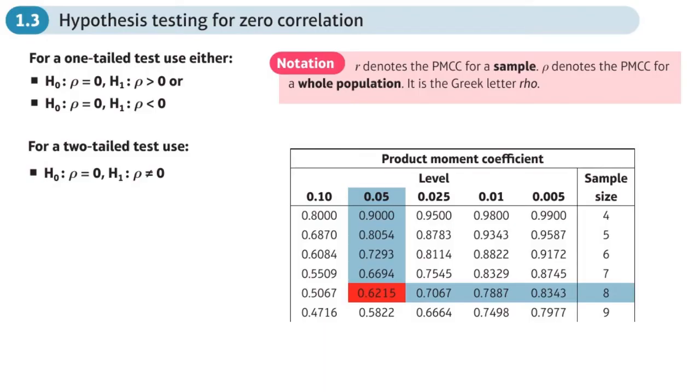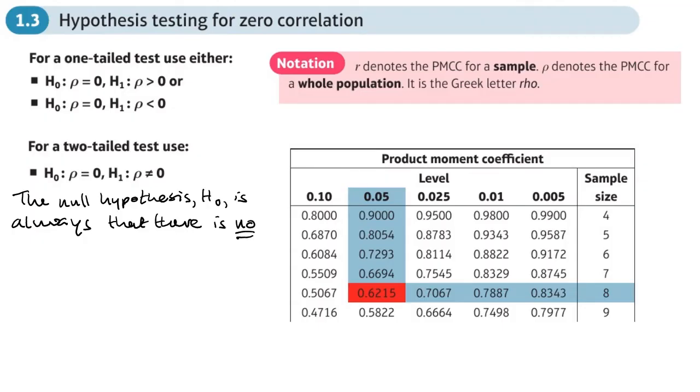So the first thing is that when we're testing for zero correlation, H0, the null hypothesis, is always that there is no correlation. Always. So just write that down. So the null hypothesis, H0, is always that there is no correlation. And then H1, the alternate hypothesis, is going to be either that there is a positive correlation, a negative correlation, or some type of correlation.